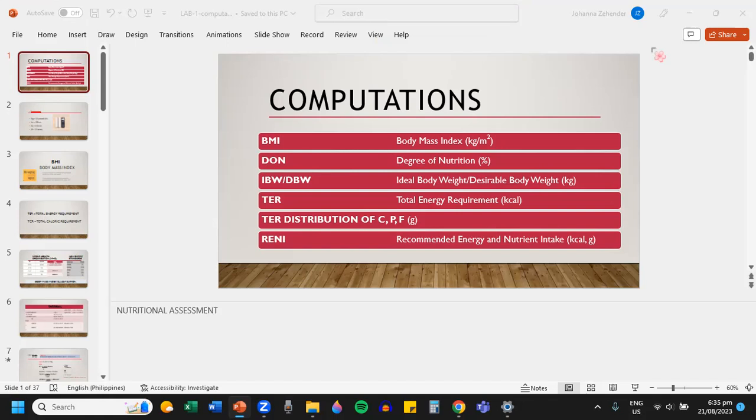You will also learn about your total energy requirement or your TER, as well as the TER distribution in terms of carbohydrates, proteins, and fats. Lastly, you will also be learning about the recommended energy and nutrient intake.